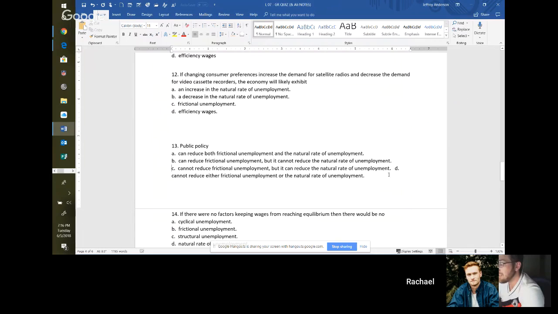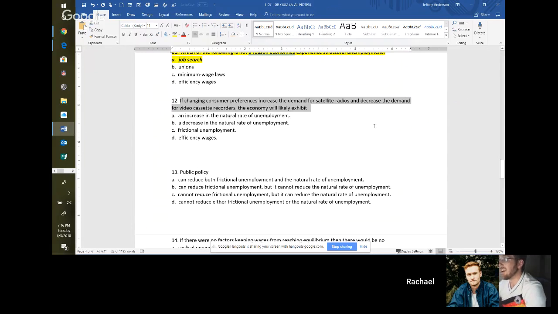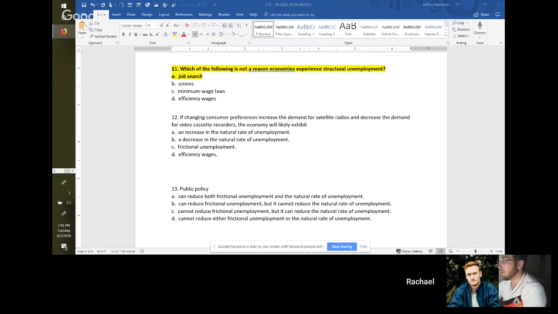What on earth? Okay. They all cause structural unemployment. Like the book says, a fourth reason economies always experience some structural unemployment, in addition to job search, minimum wage laws, and unions, is suggested by the theory of efficiency wages. Like, they all cause it. That's weird. I don't know. I would just guess on that one. Anyway, I wonder if that's in the PowerPoint.